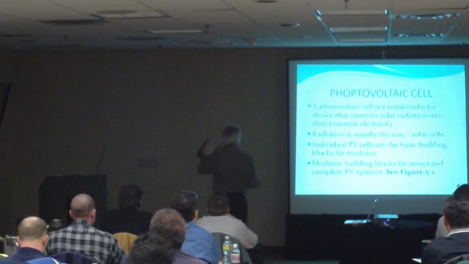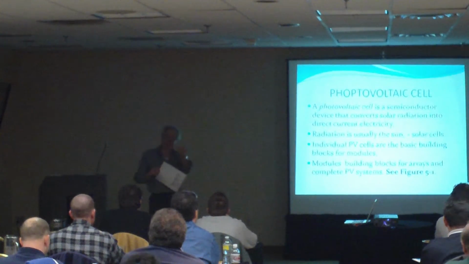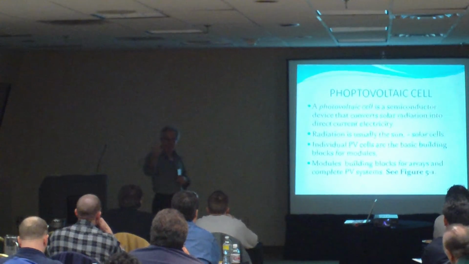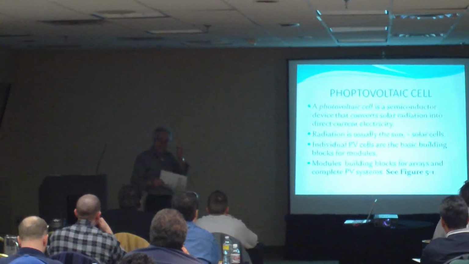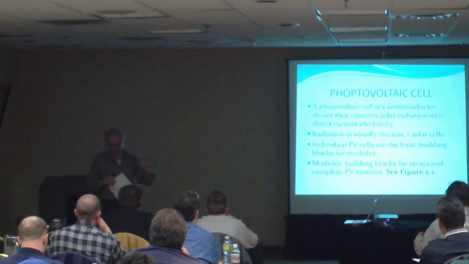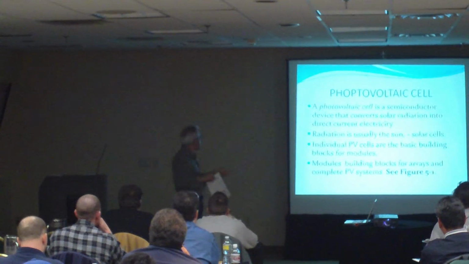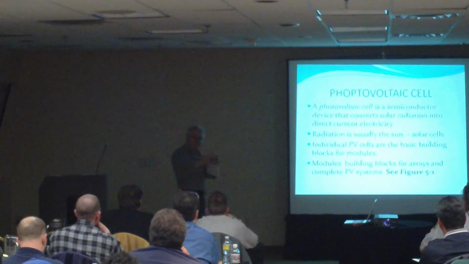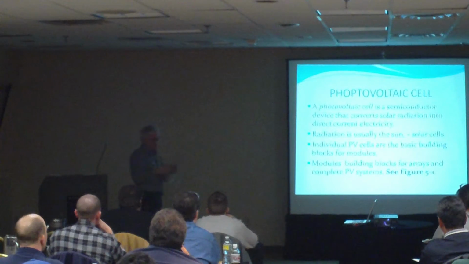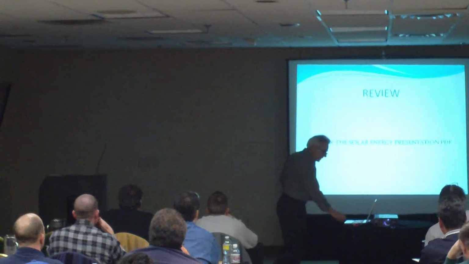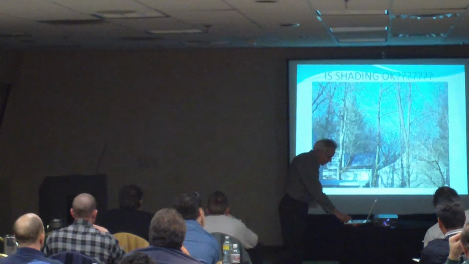A panel is made out of photovoltaic cells, which is a semiconductor device that takes solar radiation and changes it into DC current. The radiation usually comes from the sun. That's why we call them solar cells. If you put solar cells together, you build a module. You put modules together and you produce an array. Okay? So I'm not going to go through that.